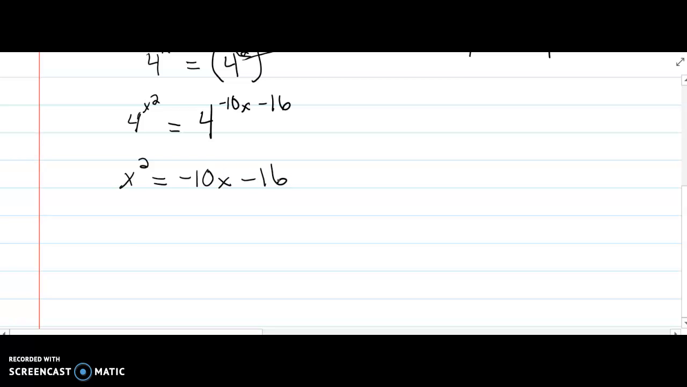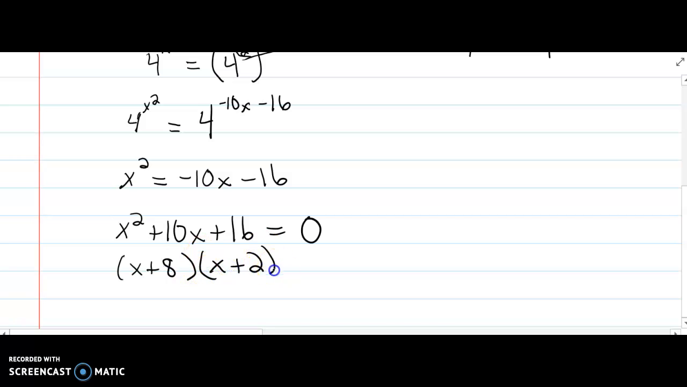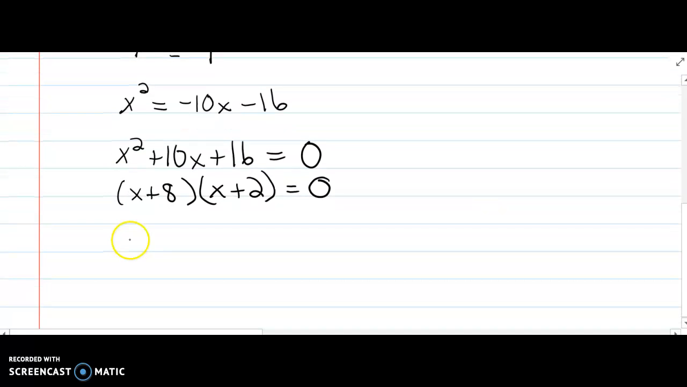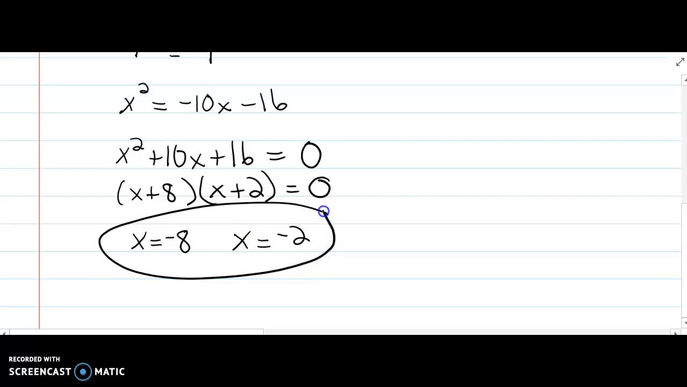Okay, I want to get the equation equal to 0, so I have x squared plus 10x plus 16 is equal to 0. Okay, now I'm going to try to factor. So this factors to x plus 8 times x plus 2. Set both of them equal to 0. I get x is equal to negative 8 and x is equal to negative 2. There's my answer.